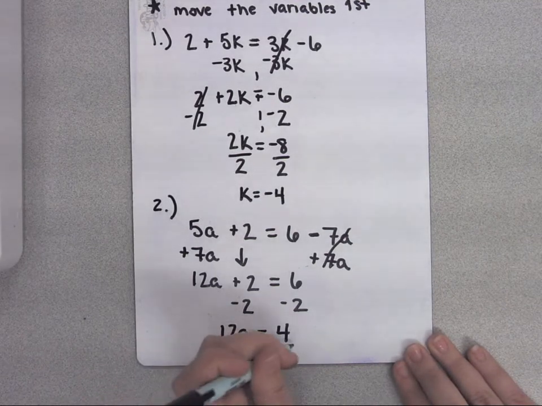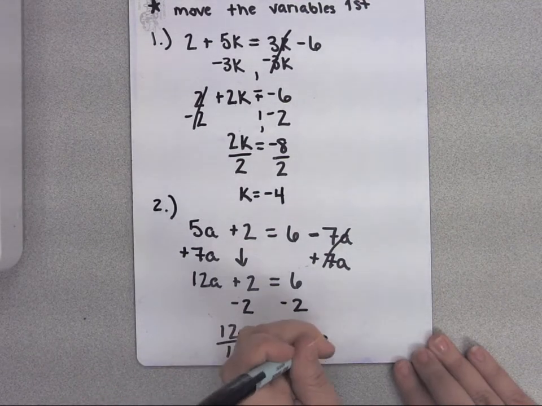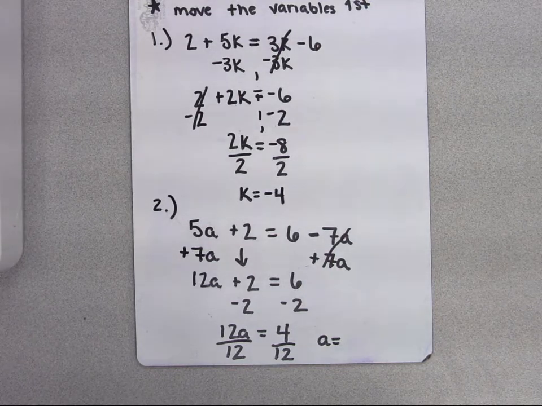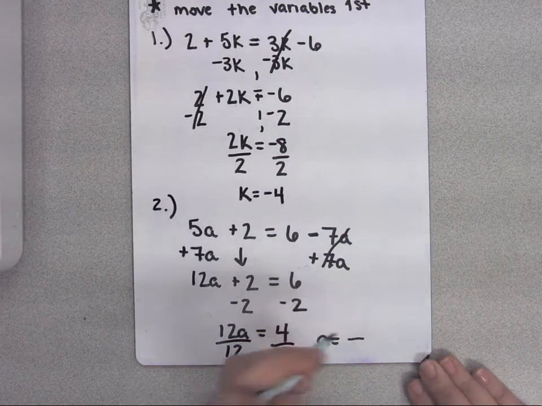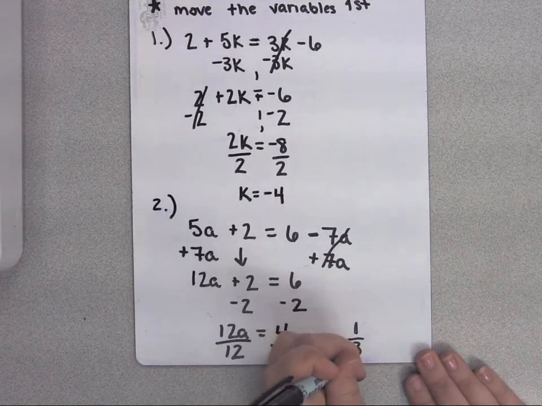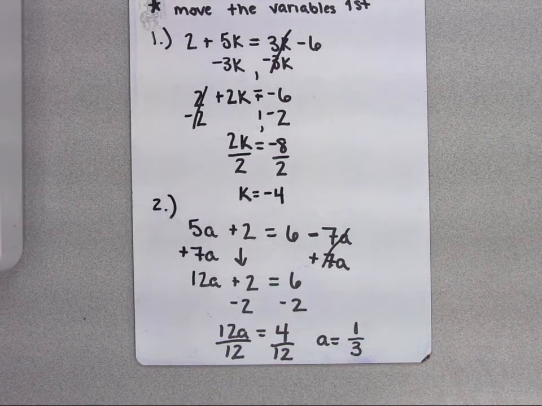Divide by 12. Now, what do you notice? What do you know about the number 4 and 12? They are both even. So can this fraction be simplified? Yes, they can both be simplified by dividing them both by what number? 4. What's 4 divided by 4? What's 12 divided by 4? Your answer is 1/3.